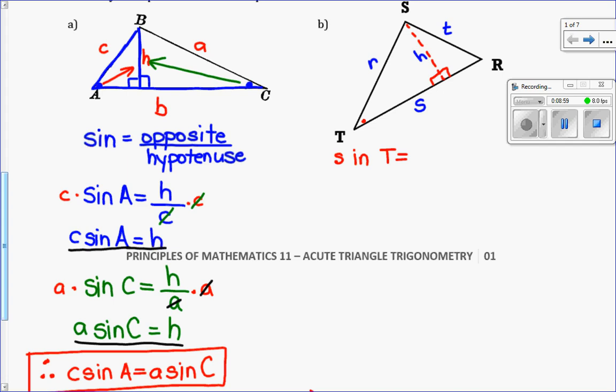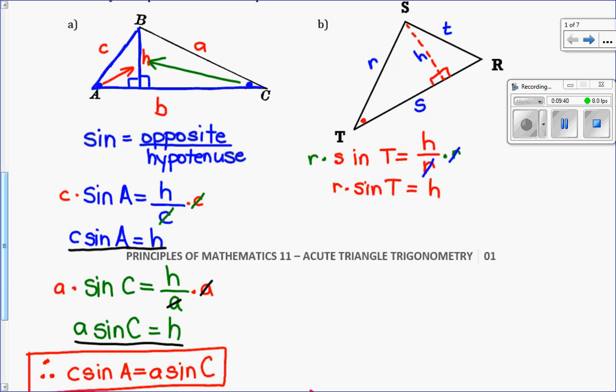Sine T. So imagine that you are standing right here. Sine is opposite over hypotenuse. So we've got opposite, which is h, over hypotenuse, which is the longest side directly across from your right angle. That's r. So sine t equals h over r this time. Again, we're going to rearrange this a little bit just by multiplying both sides by r. When I do that, I have hr over r, so the r's will cancel out, and I'm left with r sine t, or r times the sine of t, equals h.